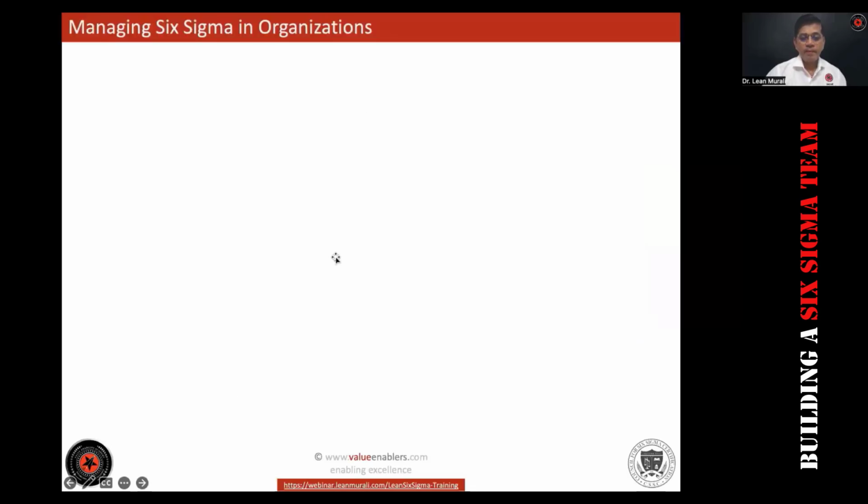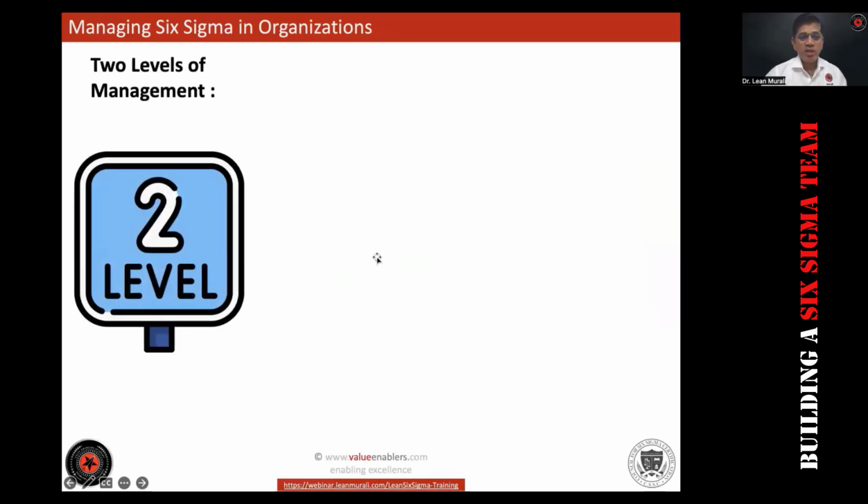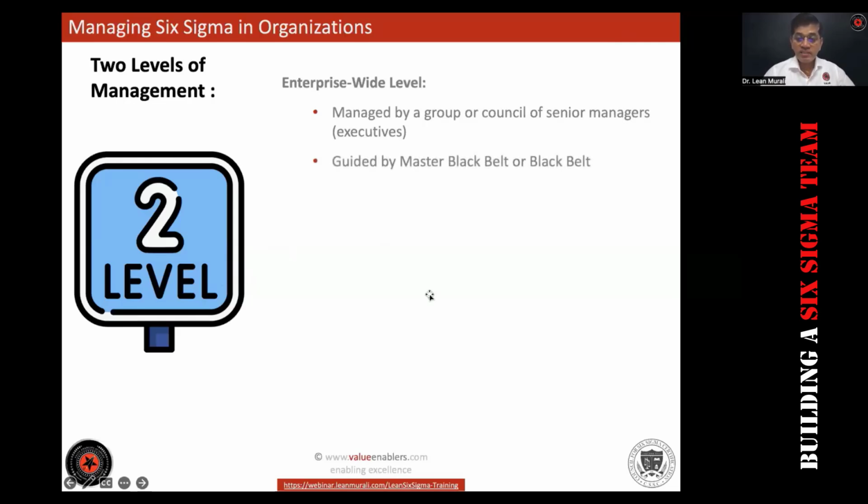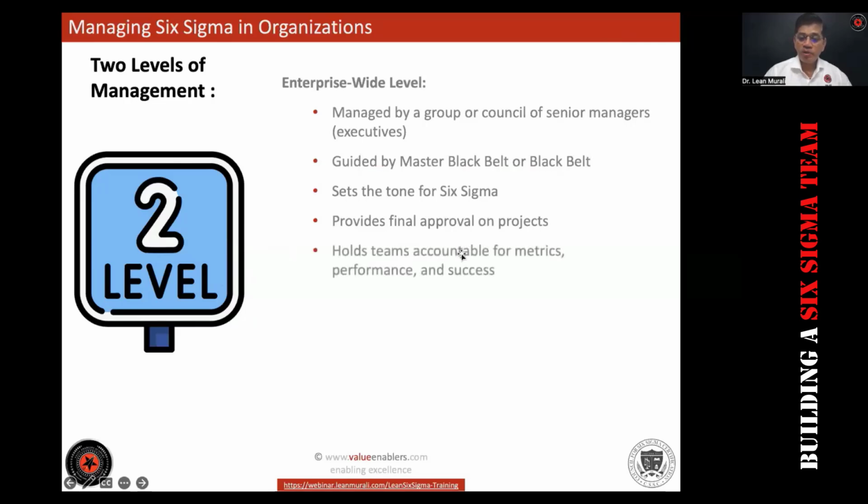Okay, fine. Managing Six Sigma in organizations. There are two levels of management. Okay, enterprise-wide level. All of you type EWL in the chat box. Enterprise-wide level. Okay, that is one level. This is managed by a group of senior executives. It is guided by master black belt and black belt and sets the tone for Six Sigma. They provide the final approval on projects. They hold the team accountable for metrics, performance, and success.